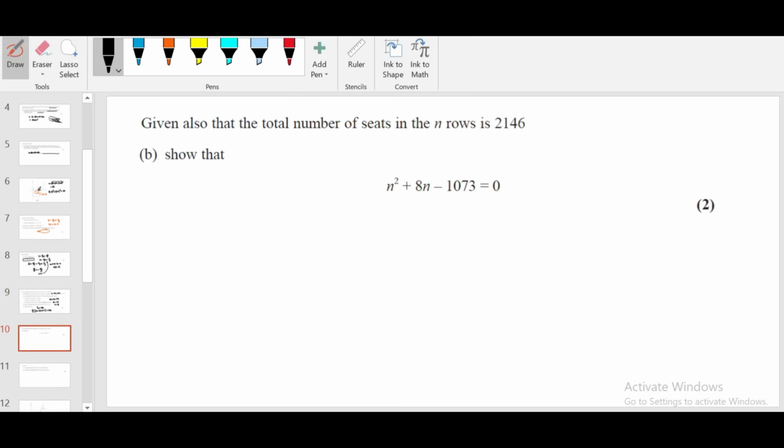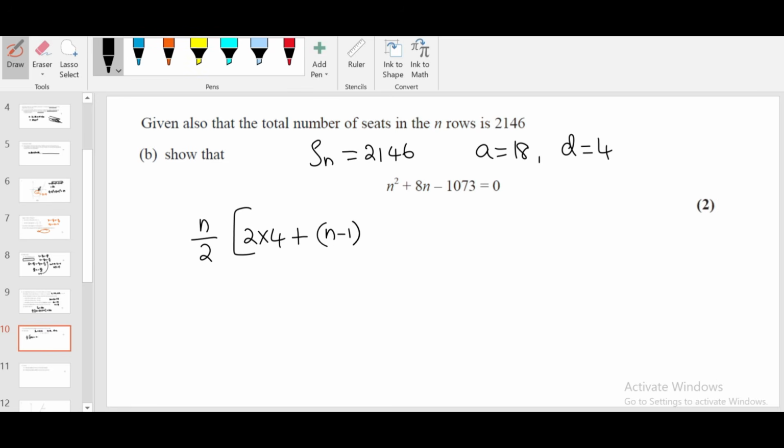Let's move on to part B now. Given also that the total number of seats in the n rows is 2146. They are saying Sn is equal to 2146. We already know a is 18 and the common difference d is 4. Sub into the formula for Sn. What's the formula for Sn? n over 2 times (2a plus (n minus 1) times d), sorry, a is not 4, a is 18.